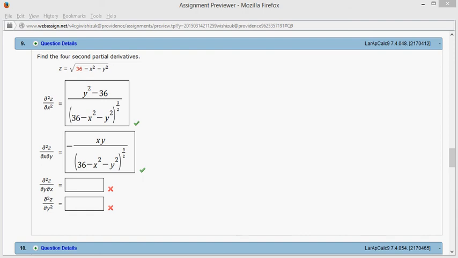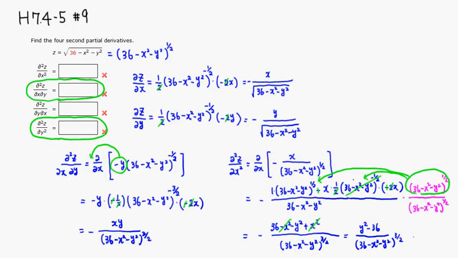Alright, that's it. You can do the other two very similarly, so I'm going to let you work it out. I hope that this was clear.